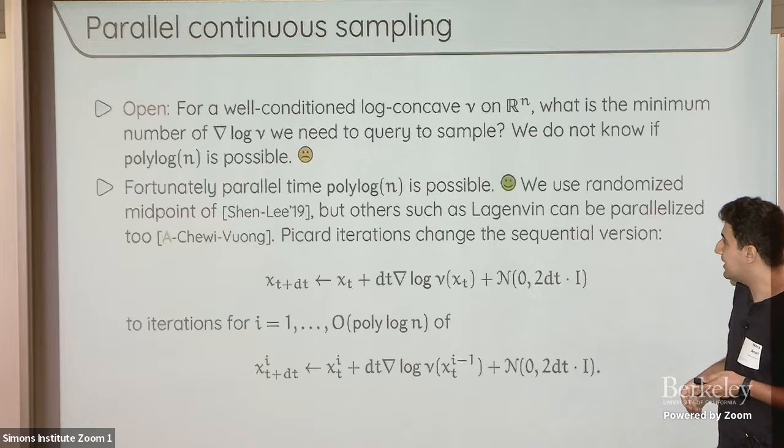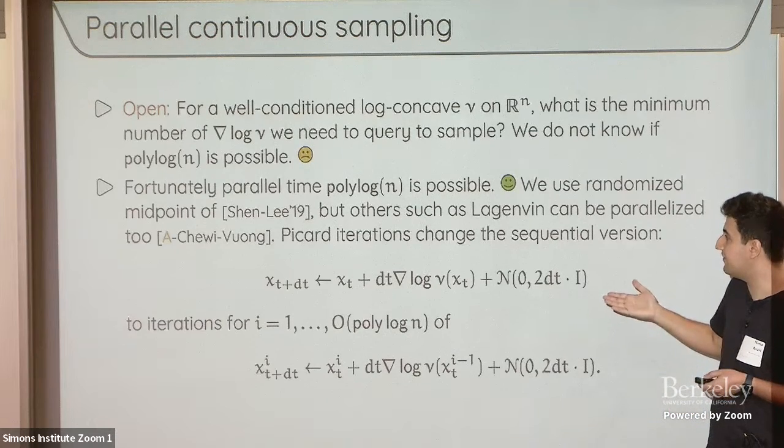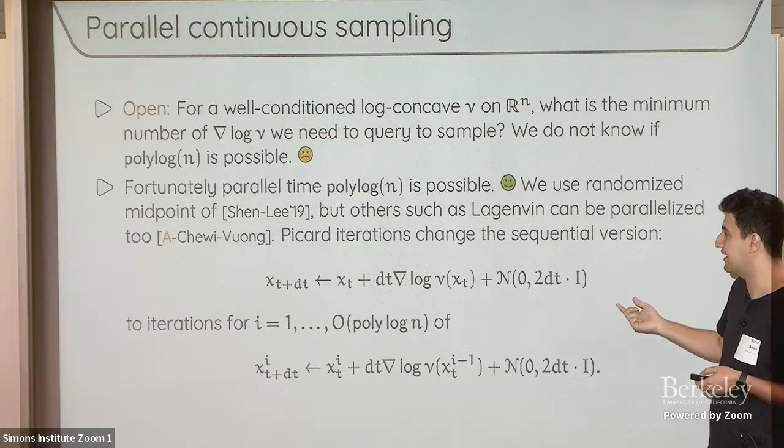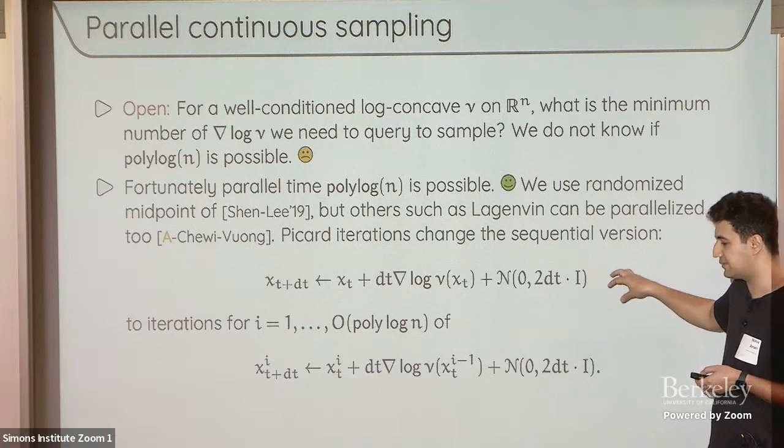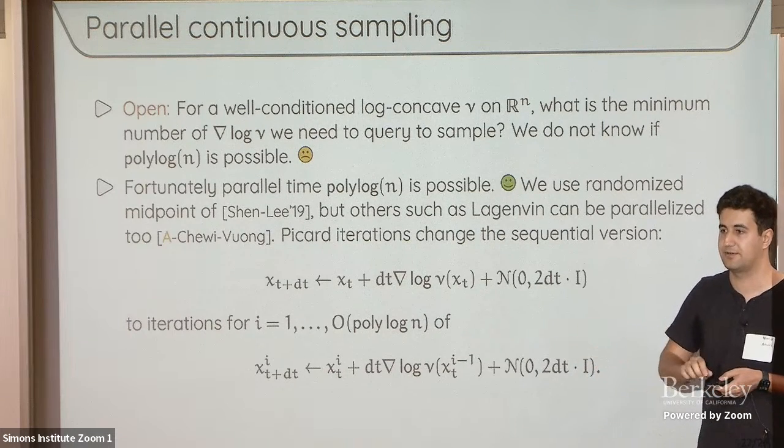In the work of Shen and Li, the approximation guarantee they have is that you get a sample from a distribution that's close to your distribution in Wasserstein distance.